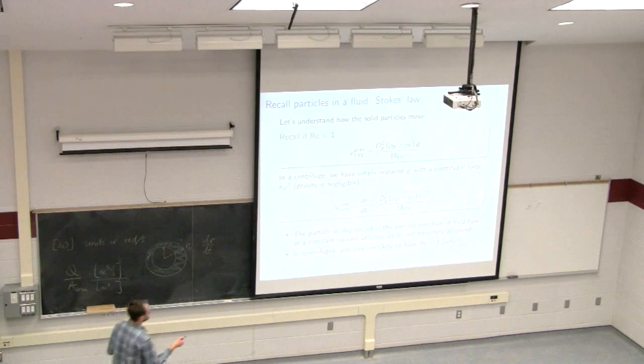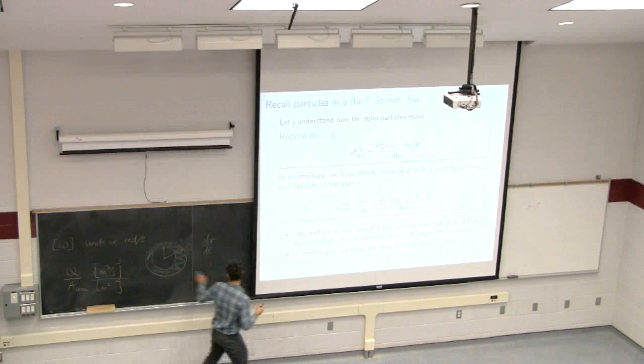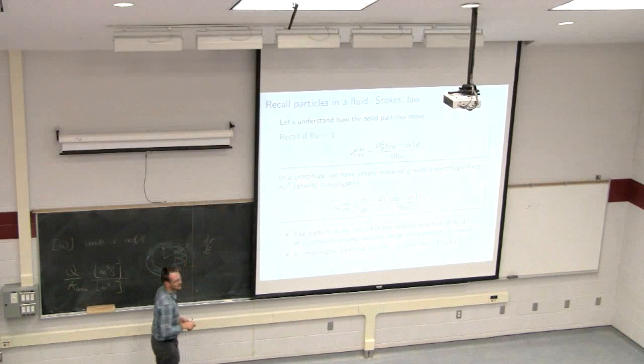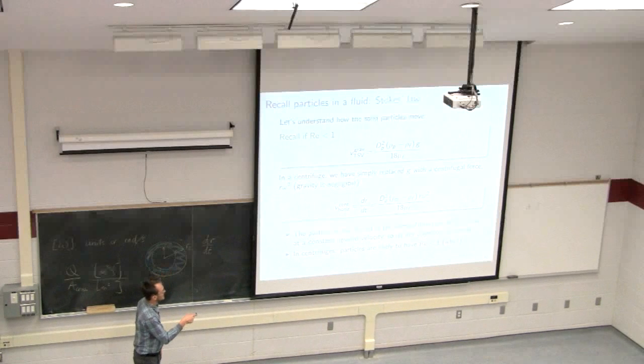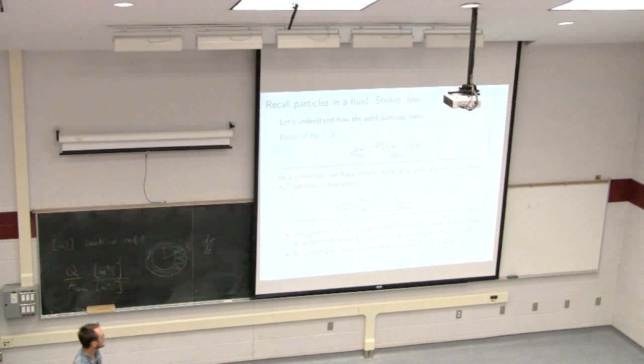If we rotate the centrifuge faster and faster, so higher omegas, that particle will move to the edge at a faster velocity. Larger diameter particles will move to the edge faster. A larger density difference between the particle and the fluid will also imply faster velocities. Okay.